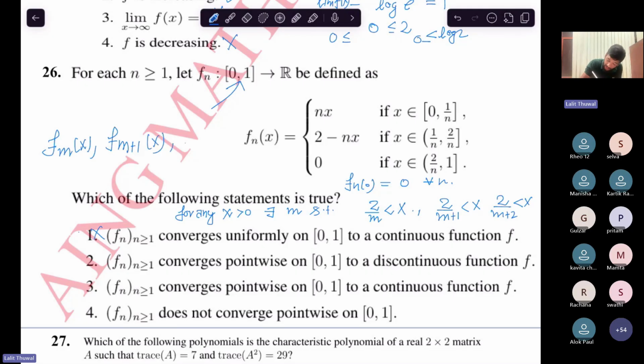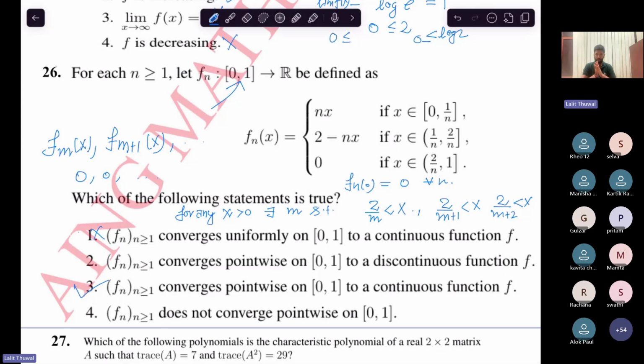So fixing x, suppose that you have fixed x, this comes out to be 0, 0, 0, 0, 0. Ultimately, for each point, fn(x) becomes 0. It means it converges to 0. So for each point, the sequence goes to 0. It means the third one is true. Okay.